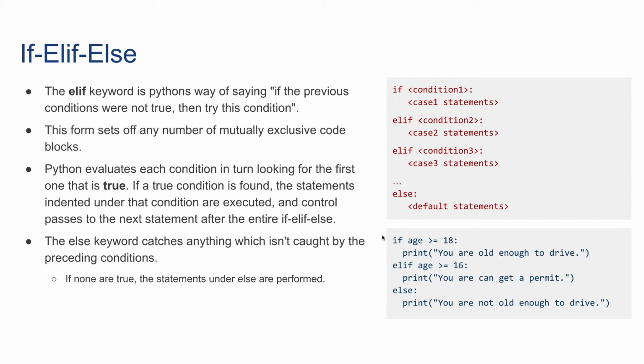All right. And notice here, if the age is 20, both age is greater than or equal to 18 is true, and age is greater than or equal to 16 is also true. In that case, Python evaluates the first true condition and then moves on without checking the others. And let's see this in Python shell.